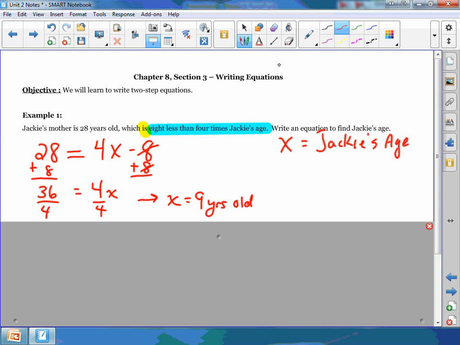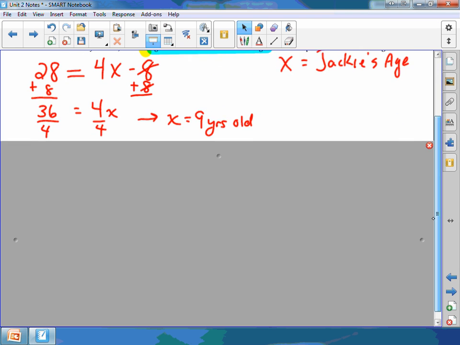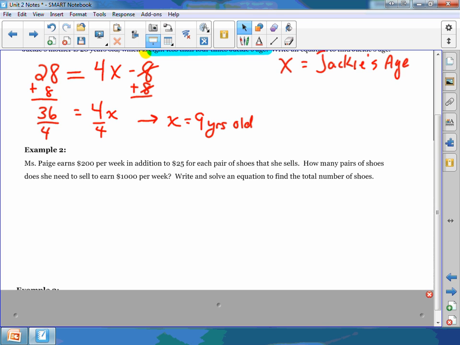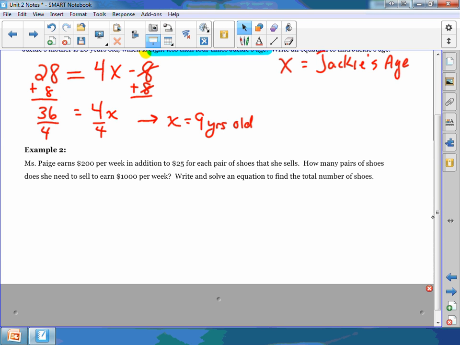All right? Why don't you guys try the second one then? Try it and check with each other first, and then we'll discuss together as a group.